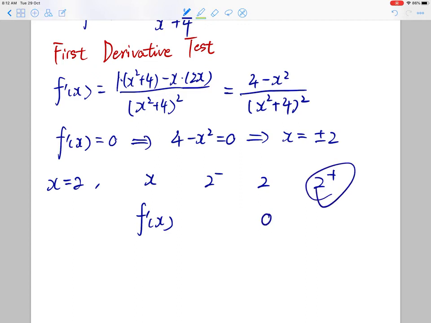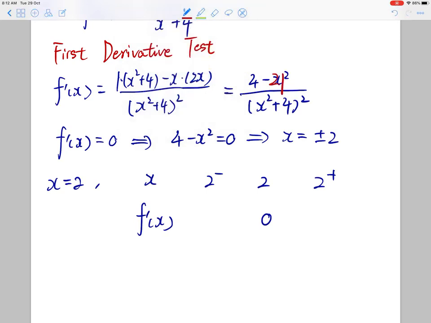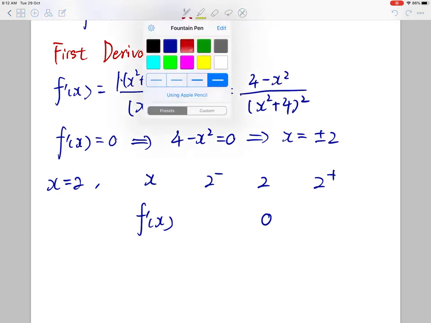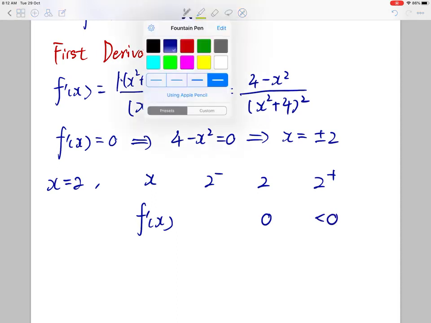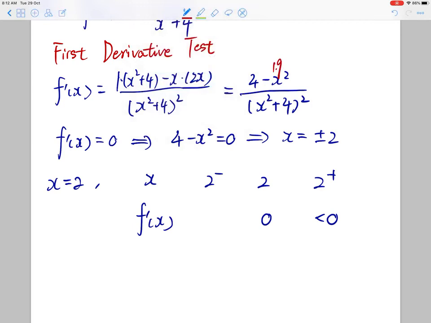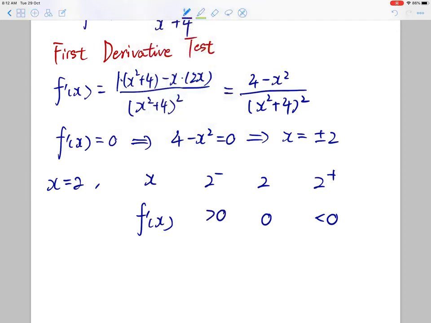When it's slightly greater than 2, you can see if this thing is like 2.1, the numerator is negative, right? So when x is slightly greater than 2, the derivative is negative. When x is slightly smaller than 2, for example 1.9, this square is 3 point something, so the numerator is going to be positive. So the derivative is going to be positive.